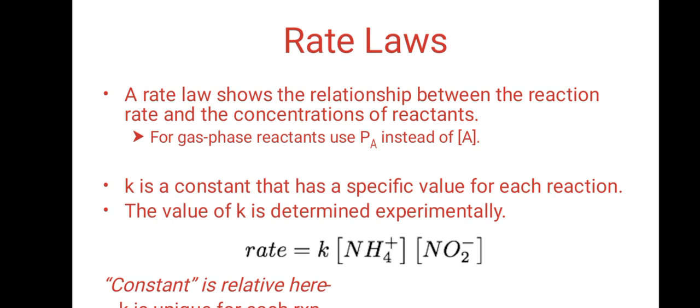K is simply a constant that has a specific value for each reaction. So usually it is given to you, but sometimes you'll be asked to calculate it and you'll be awarded, I think, about 4 marks. So it's very important. Usually most questions will give you 4 marks, 5 marks. It carries a lot of marks. So make sure that you know just how to do this.